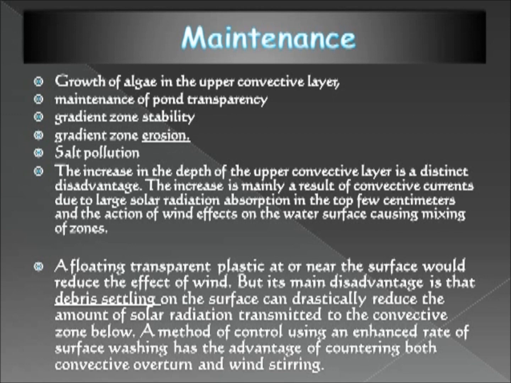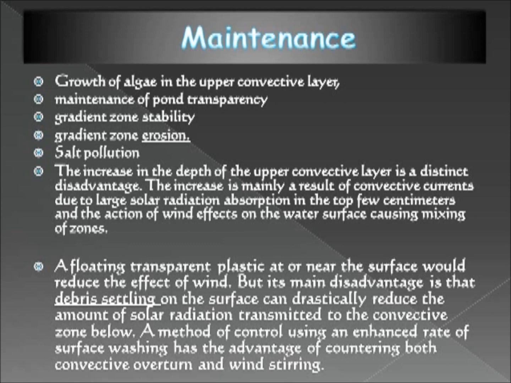Now maintenance. Some problems also occur in the working of a solar pond. It is not 100% efficient. For example, the first one we will see is the growth of algae in the upper convective layer. This is a major problem. The pond transparency is not maintained. The gradient zone becomes unstable and is eroded. The salt concentration is also polluted. The increase in the depth of the upper convective layer is a distinct disadvantage.